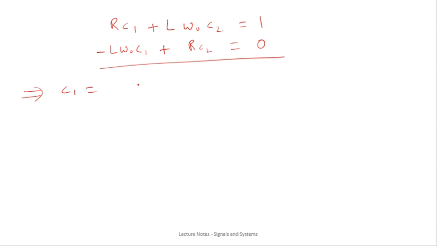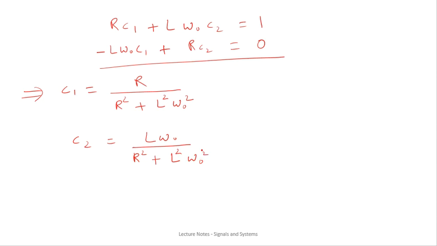C1 equals R over R square plus L square omega naught square, and C2 will come as L omega naught upon R square plus L square omega naught square. Okay, so these will be the values of C1 and C2.